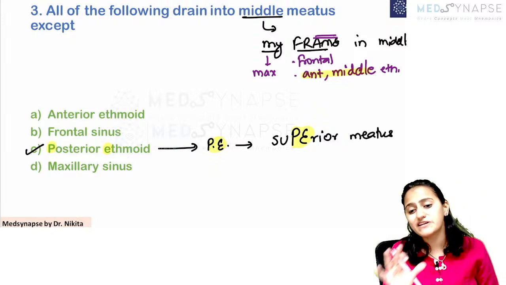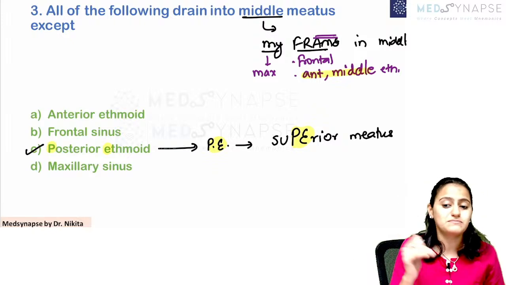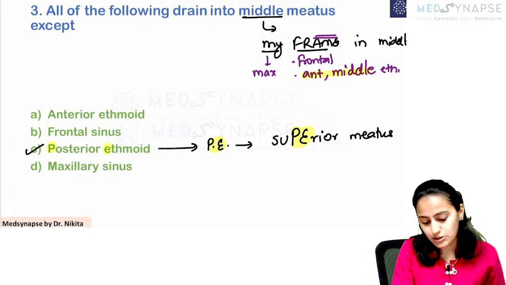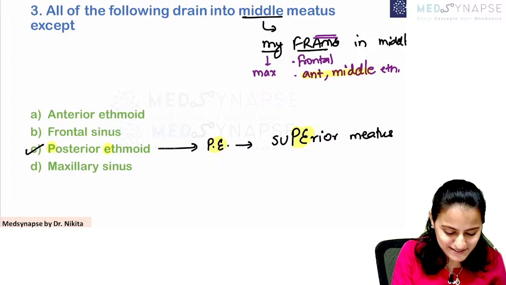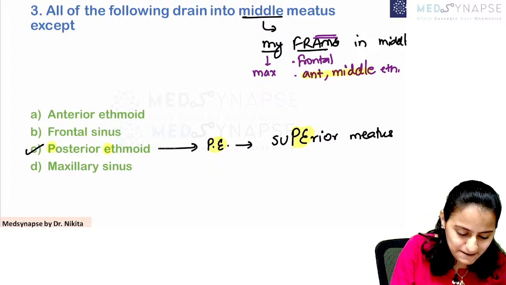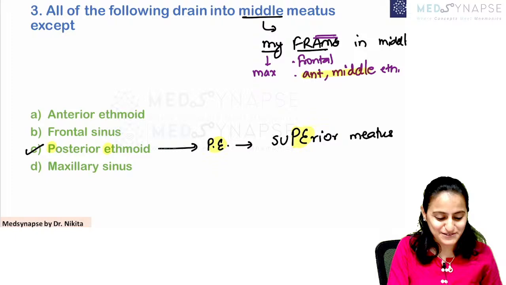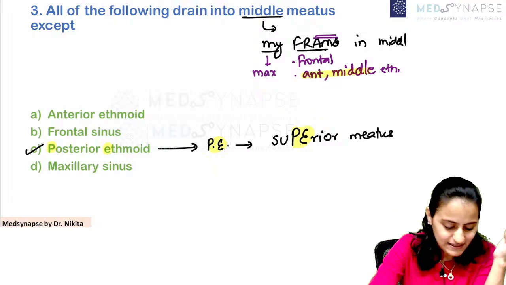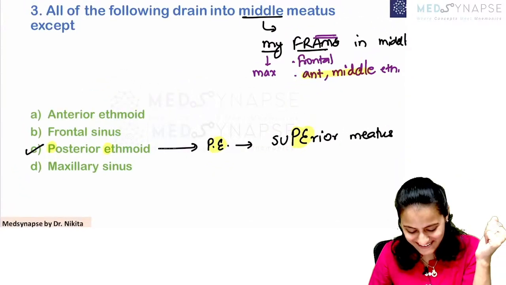And even your sphenoid sinus does not drain into the middle meatus. It goes into the sphenoethmoidal recess. Okay, it goes into the sphenoethmoidal recess. Thank you so much, Surya, for those kind words. Right, the mnemonics actually help, and I think it proves that.